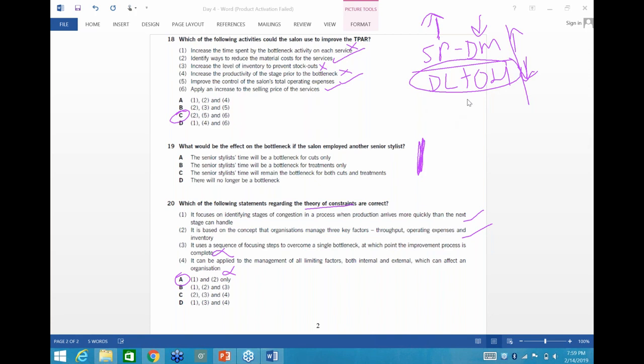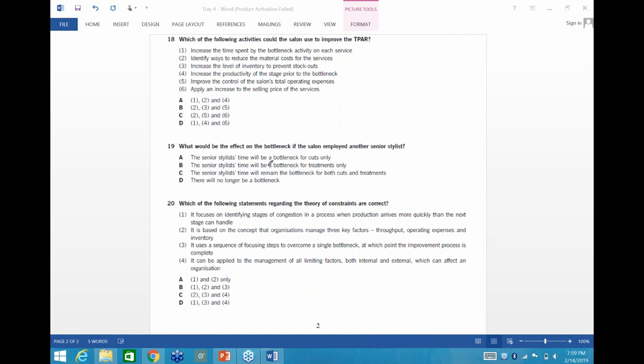So let me move on, erase all of this. What if you hired another senior stylist is what they're asking me now. So let's go up. What's going to happen to the bottleneck? That's what they're asking me.